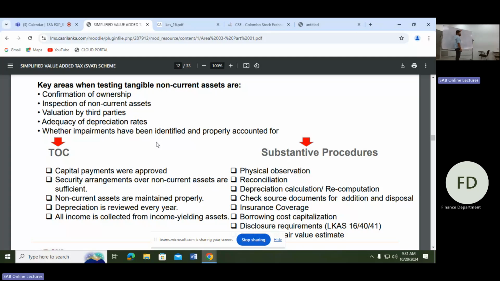Walkthrough result rely. What do you mean by that? Design and implementation rely. Right? Design and implementation rely. So then we can decide whether we are going to do reliant control approach or not reliant control approach.